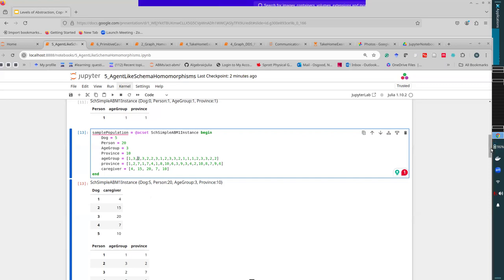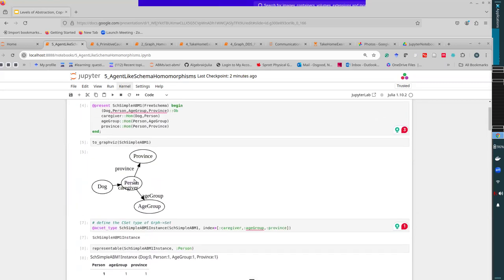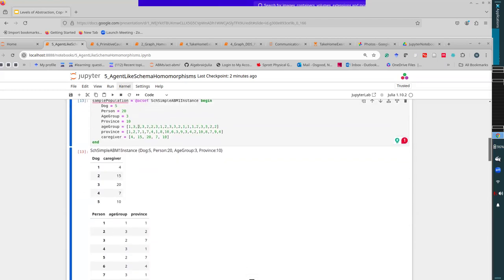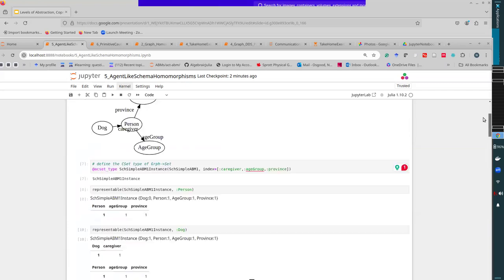Now, this is what the database looks like, right? Each dog has a caregiver. Here is the dog table of the database. We good with that? Here's the person table. Each person has an age group and resides in a province, okay? Now this one means genuinely province one. This is province seven. This is province 10, which might be British Columbia.